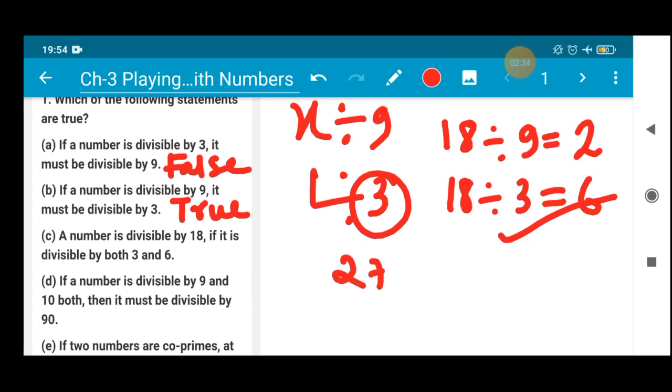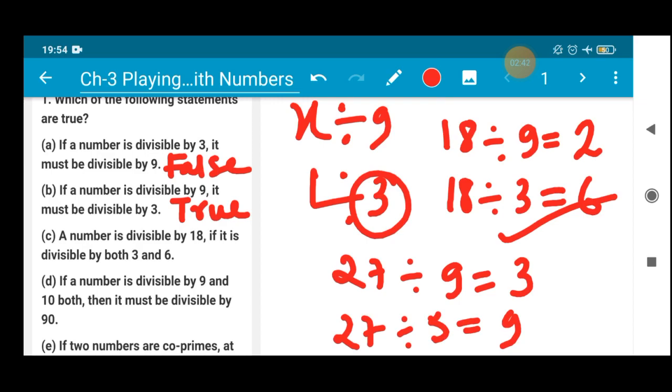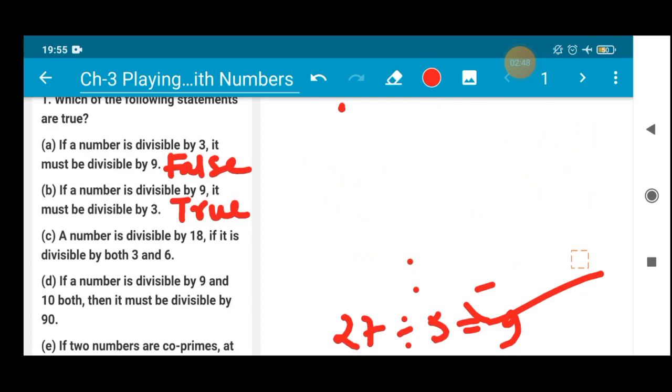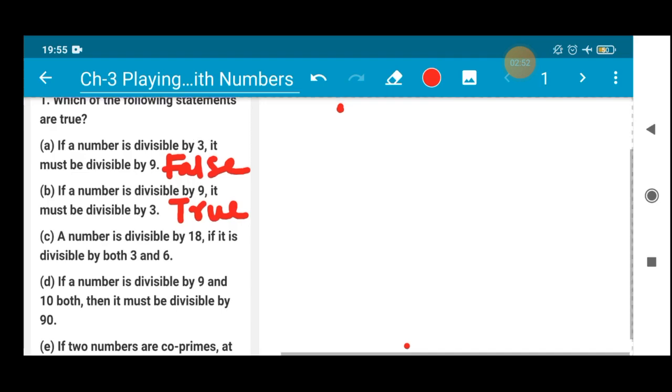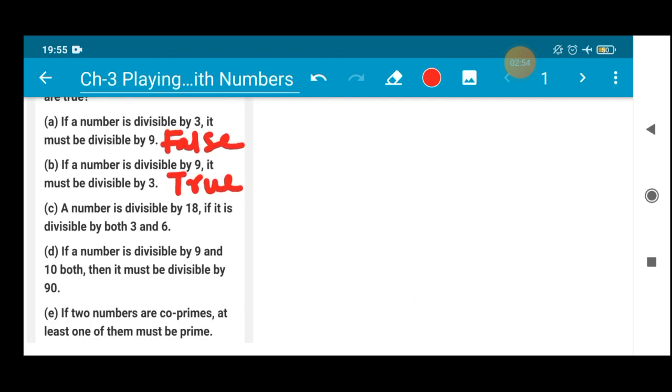Next example, say 27 is divisible by 9. 9 threes are 27. Again, is this 27 divisible by 3? Yes, 3 nines are 27. So in both cases we saw, and taking many examples you can prove this statement, that if a number is divisible by 9, it must be divisible by 3 also. Clear? Okay.